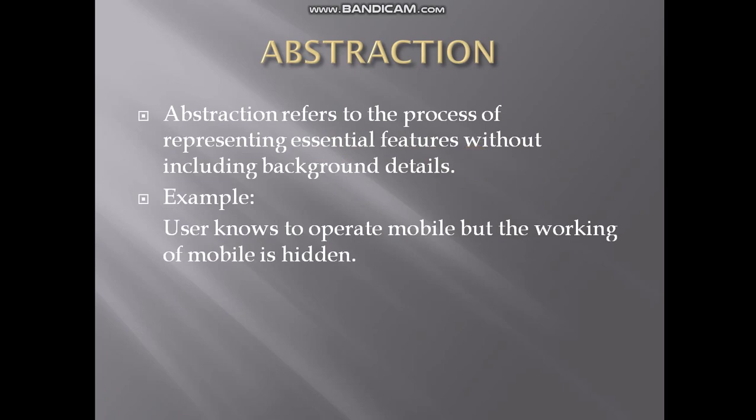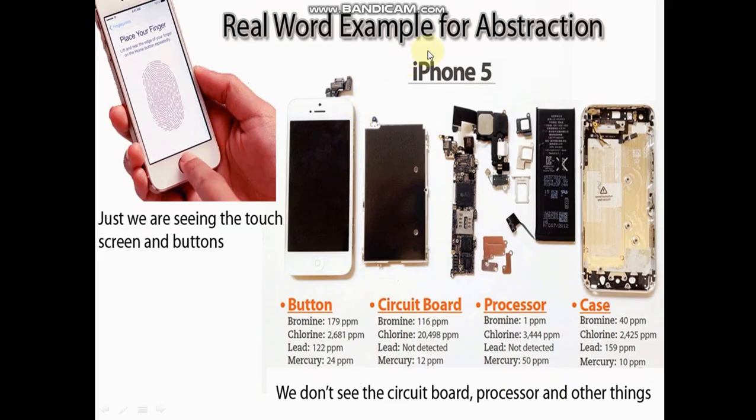Let us have a very good example of what abstraction is: the working of a mobile phone. Here the user knows how to operate or use a mobile. For example, the user knows how to use a camera, a Bluetooth and many other applications. But the internal working of the camera and Bluetooth is not known to the user. That is, background details are hidden from the user. So this is just a real world example.